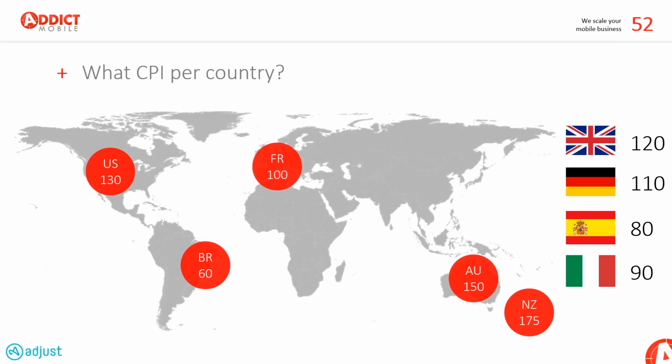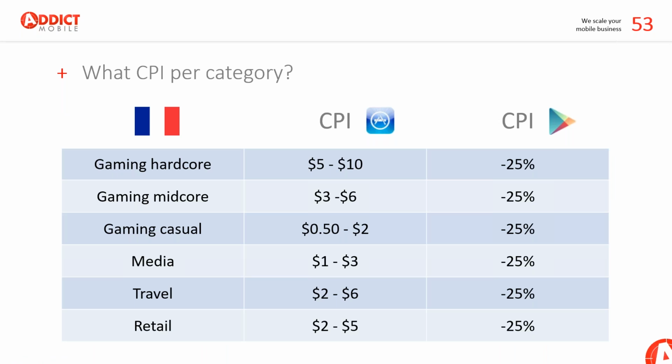Last point, you will also adapt your media strategy, your media plan, depending on the CPI and depending on what is your app. So this is an example in France of expected CPI about for a good quality user, depending on the genre of the app. If your app is a gaming app, a media app, an e-commerce app, a travel app, and so on, you will have different range of CPI.